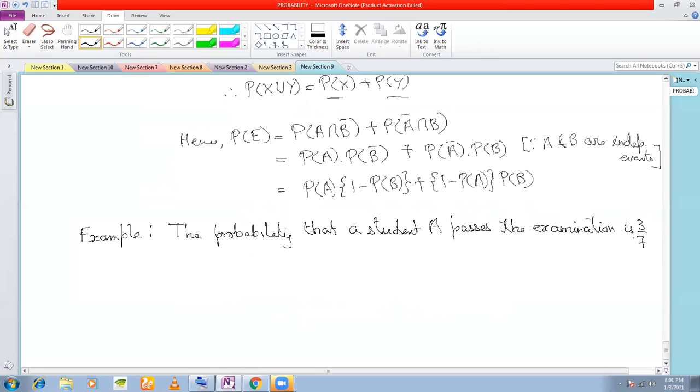And the probability of student B passing the examination is 5 by 7. Assuming the two events.